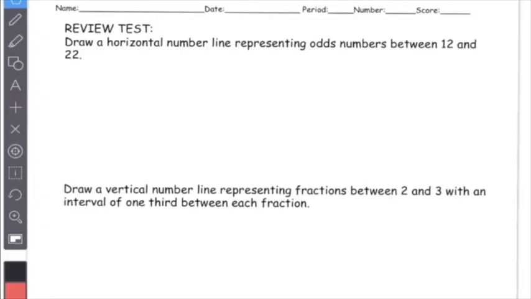Okay, boys and girls, this is our review for the Chapter 1 test. The first problem says, draw a horizontal line representing odd numbers between 12 and 22.